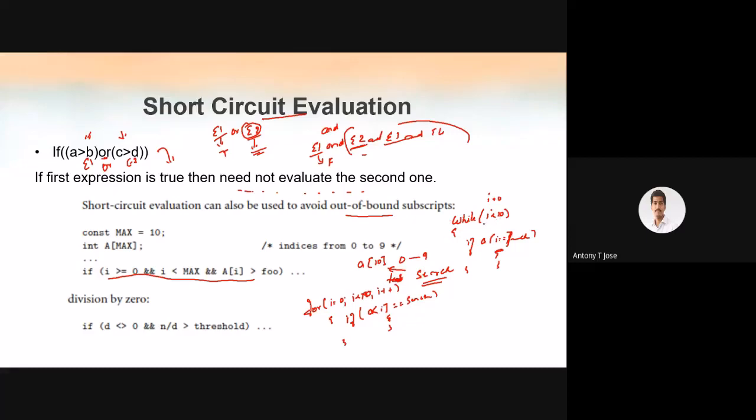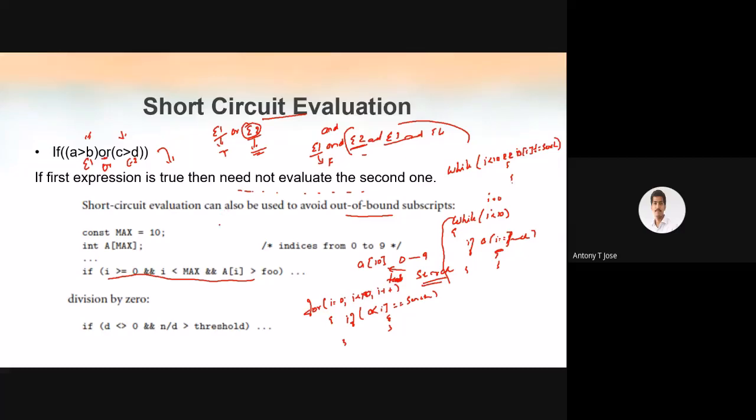Here, if this is a short circuit evaluation, if this language uses short circuit evaluation, I can write it like while I less than 10 and A of I not equal to such, in the same step.